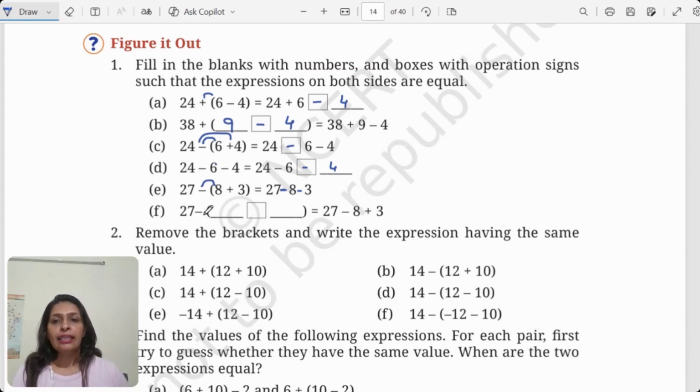Okay. F part, 27 minus blank blank, right? So two numbers we have to fill. But again, remember that this is a negative sign here. So the negative sign enters and it makes the sign positive into negative. So technically it should be plus 8, because earlier it was plus 8.